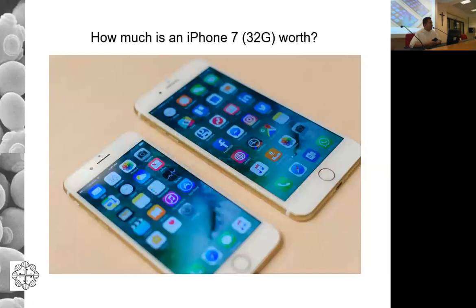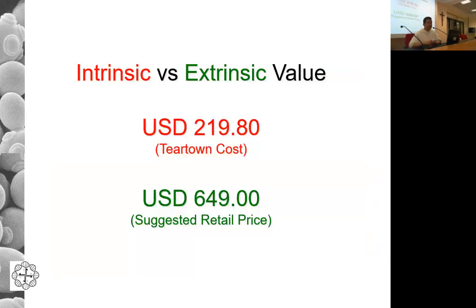So the example I use in my class is an iPhone 7. If I say, how much is this iPhone worth? There are two numbers associated with its value: the intrinsic value and the extrinsic value. The intrinsic value: if I take this iPhone apart and ask how much each part is worth, it comes down to $219.80. This is called the teardown cost. If I ask how much this is worth on Amazon or on Apple.com, the suggested retail price is $649. So you have two numbers: the intrinsic value, how much the parts are worth, and the extrinsic value, which is the worth of this phone on the open market.